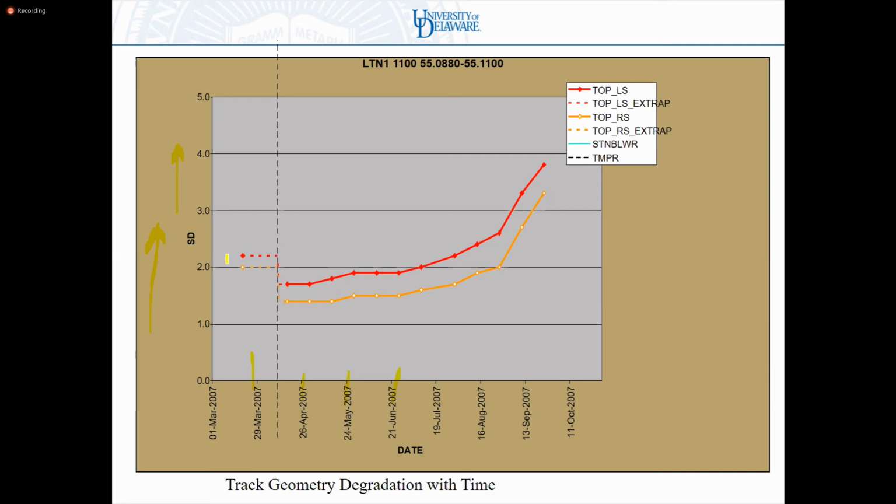So first of all, look over here. Notice it went down. That means somebody did maintenance. There was some maintenance that was performed here. Track never gets better by itself. If you see track getting better by itself, don't believe it. It doesn't happen. Track gets better because you perform maintenance.